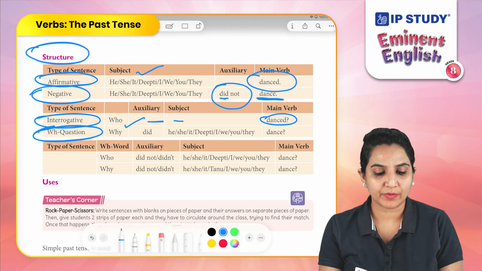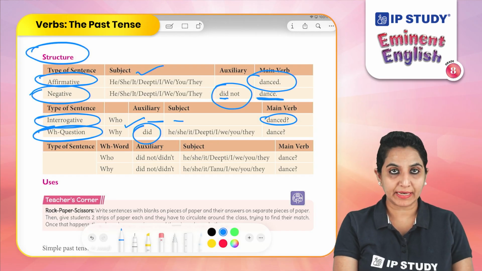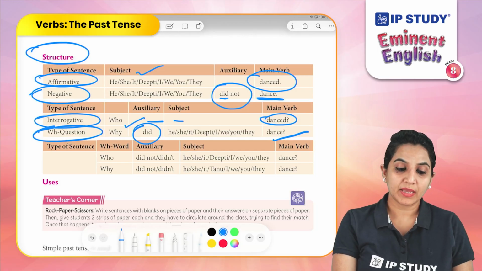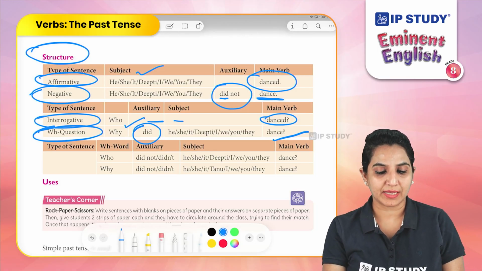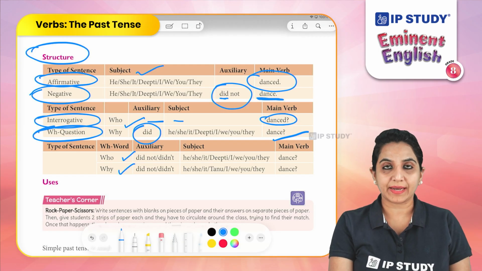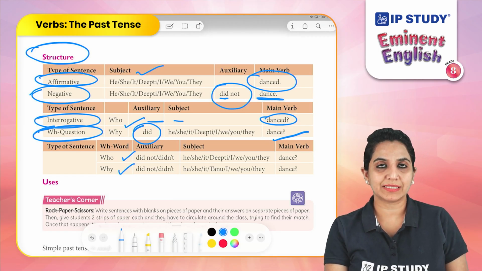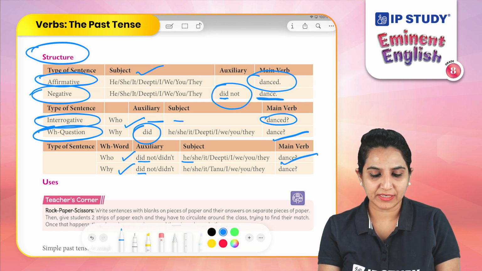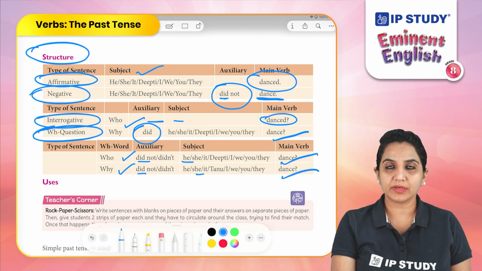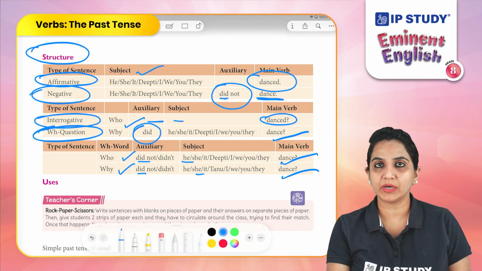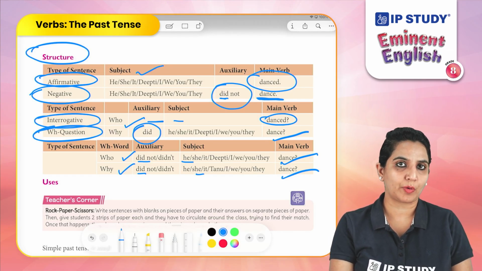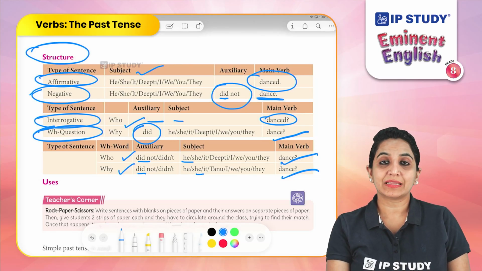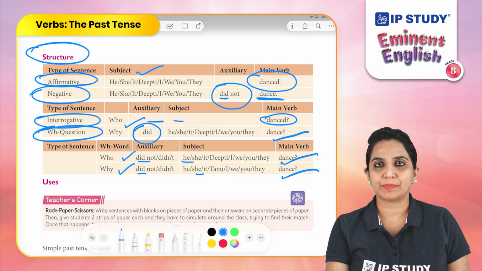In this, as we've already used the auxiliary verb did, there is no need to use the past tense of the main verb. With questions such as who and why, and negative questions, we use did not. Why did not she dance? Here, because we have used the auxiliary verb did, which is already the past form of do, the main verb will not be in the past tense. So this is the structure to be followed in simple past tense.